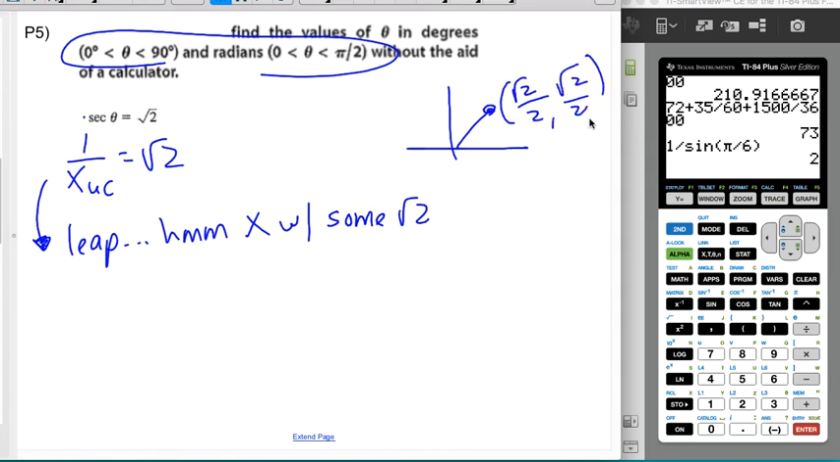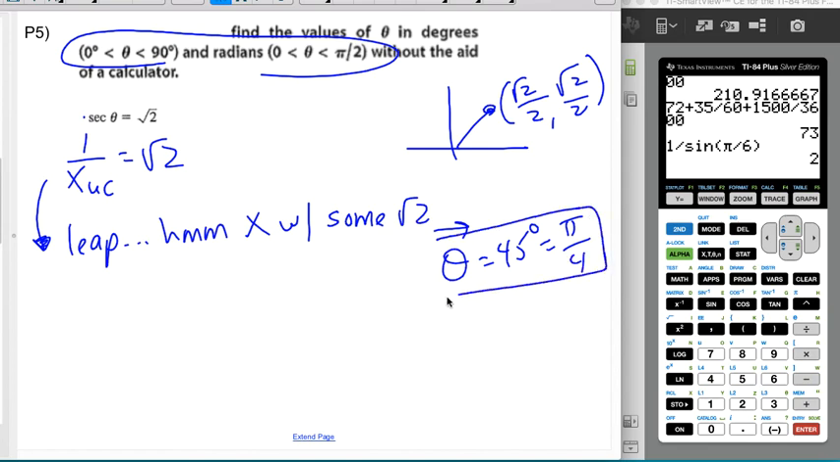The pi/4s. So if you were able to leap from this and say, cool, so that means that theta is 45 degrees or pi/4, that's not wrong, right? I mean, that's what's going on. That's what's going to happen. You know it's a value on the unit circle because they say without the aid of a calculator.